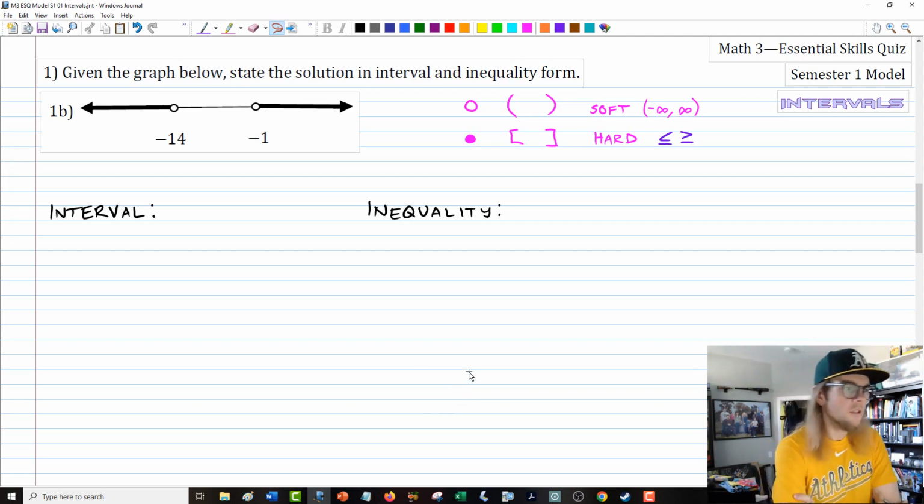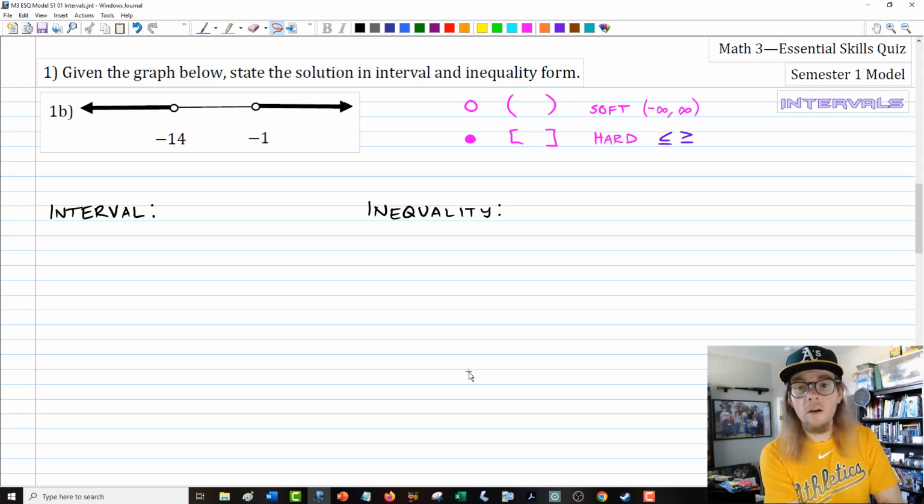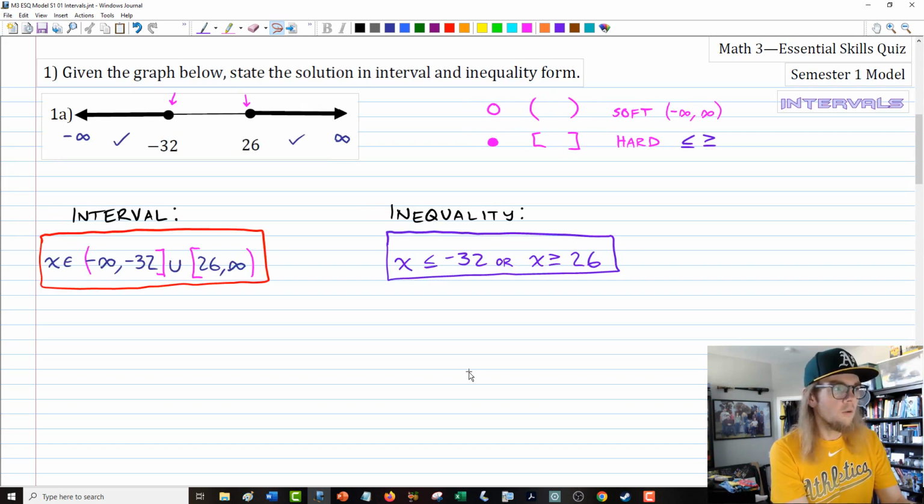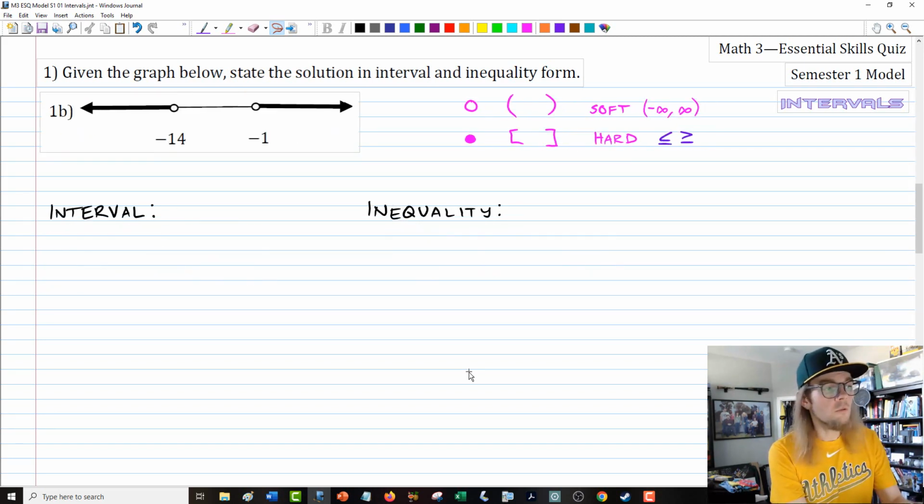Okay, that's going to bring us to question 1b, which is very similar to 1a. The only difference is, in this case, we no longer have closed dots or filled in dots, which means that we're going to be using soft brackets instead of hard brackets. In a sense, the only difference here is that one is what we'd call inclusive, the first one. 1a would be inclusive. This one would be exclusive.